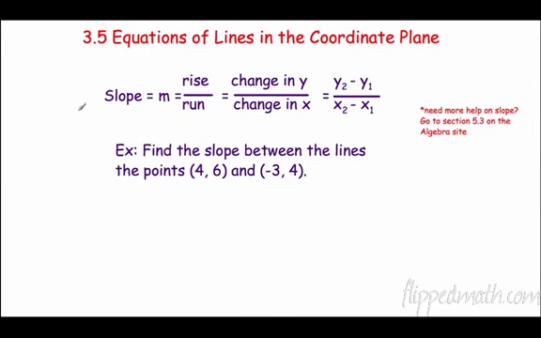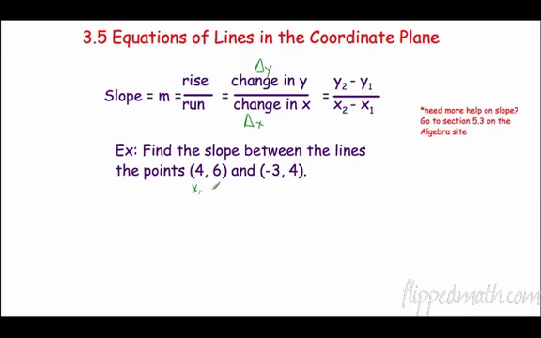So first of all, we have slope. And if you remember, slope is denoted with an M. It's also called rise over run, or the change in y and the change in x. And remember, sometimes we denote that with a triangle, the delta: delta y, delta x, or y2 minus y1 over x2 minus x1. So let's find the slope here.